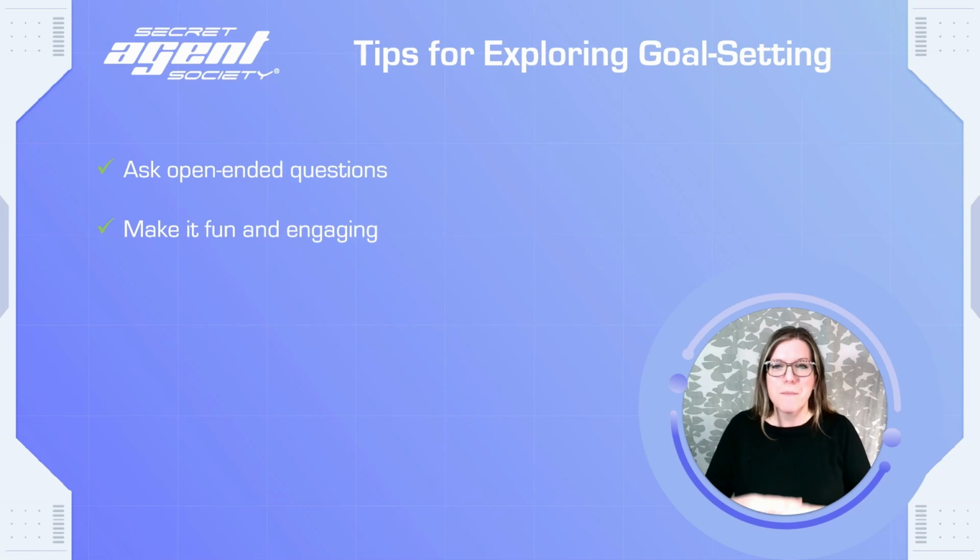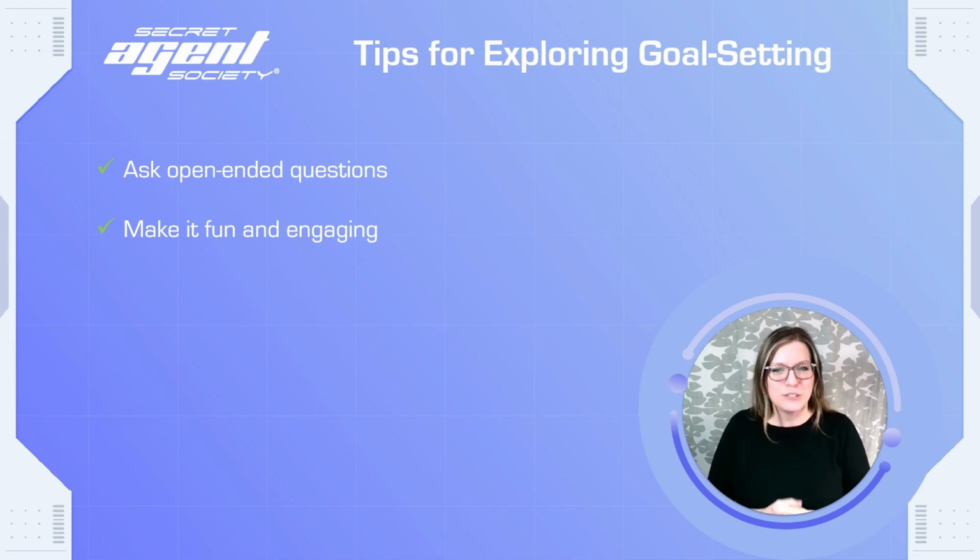Our next tip is to make it fun to help your child be engaged. Remember, like I said, you know your child best. So start thinking about what they find fun or interesting. This can be a way that you can excite them in exploring these topics more with you. So again, use open-ended questions, but you can make it even more fun by using some sort of theme that's related to something they're interested in. Like in SAS, we use a spy theme to capture kids' imaginations.